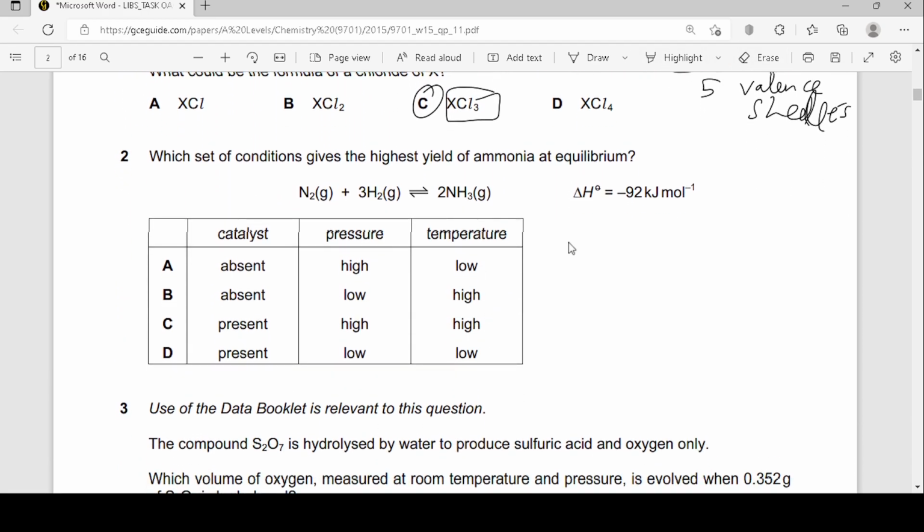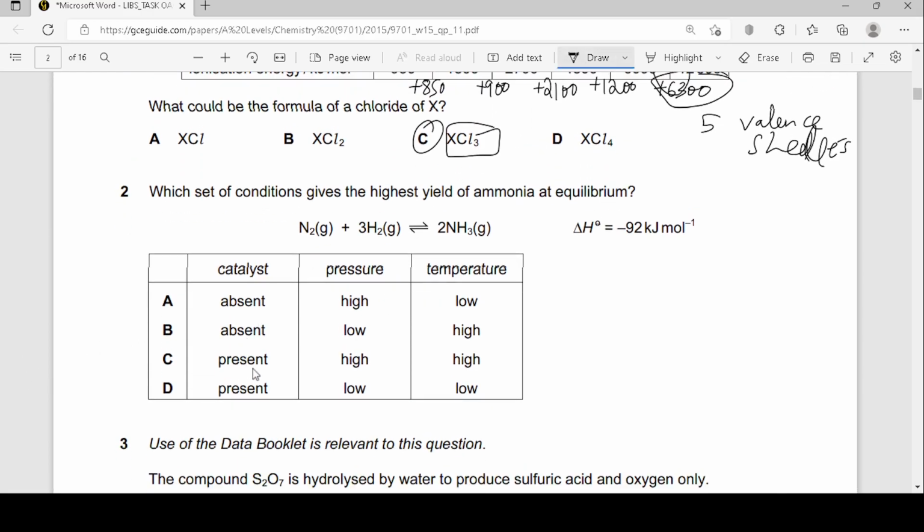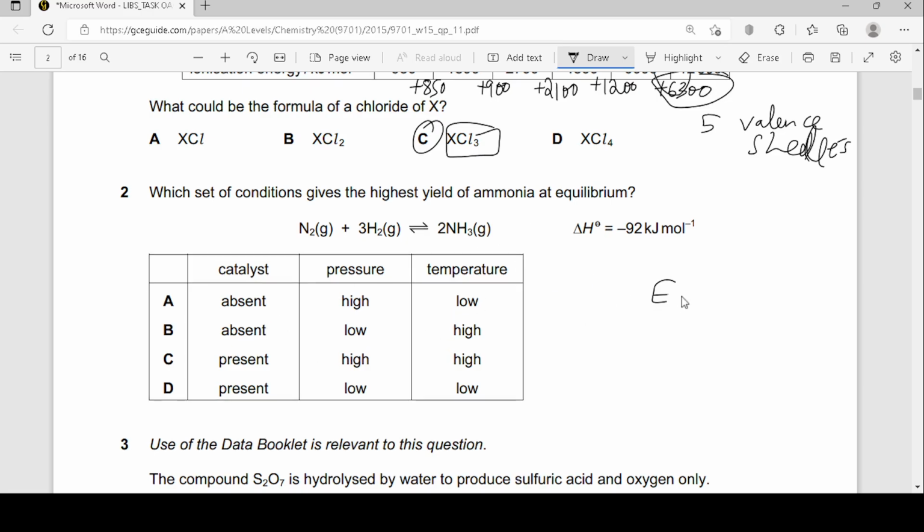Which set of conditions gives the highest yield of ammonia at equilibrium? Catalyst, absent, present. Well, a catalyst should not really affect the yield, should it? Because what does a catalyst do? It lowers the activation energy, doesn't it? So that means that a greater number of reactant molecules have energy greater than or equal to the activation energy, right? But that doesn't mean the yield changes. That just means that the rate of reaction increases, but the yield is still the same, right? So it doesn't really matter if the catalyst is absent or present, my yield will still be the same.